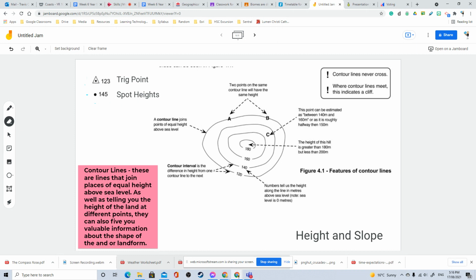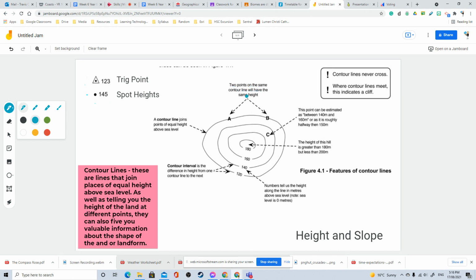Okay, the third point that I want to talk about is contour lines. These are usually brown lines on a map. In this case, they're black, but brown lines that join places of equal height above sea level. They also tell us the height of the land at different points, and they can give you valuable information about the shape of the land or a particular kind of landform. So looking at our image here, I'm just going to draw on this a little bit.